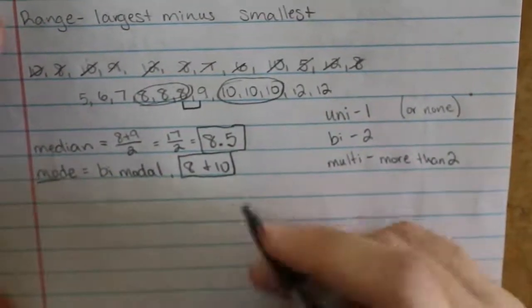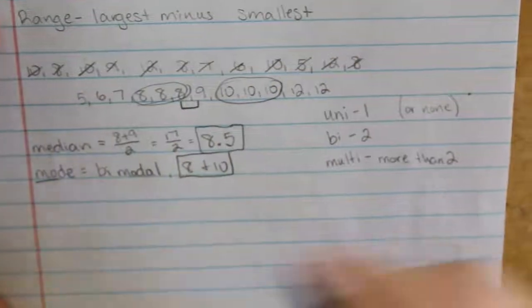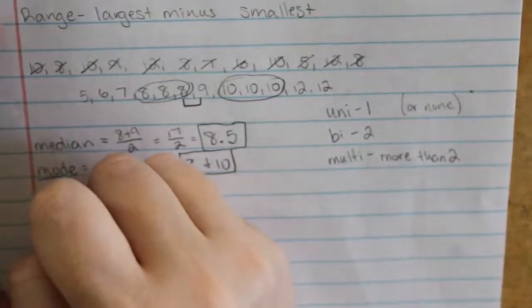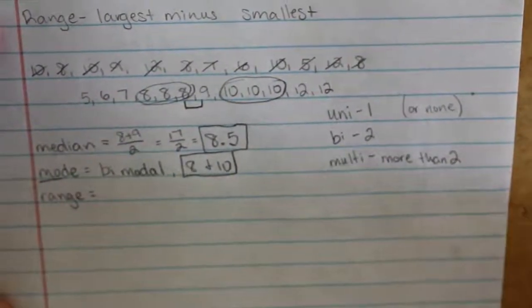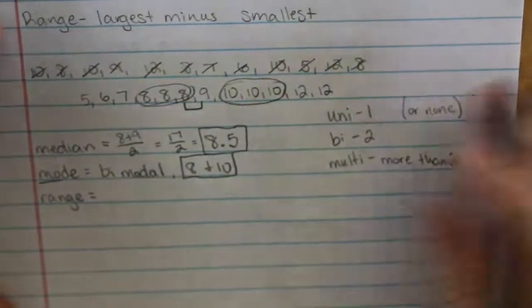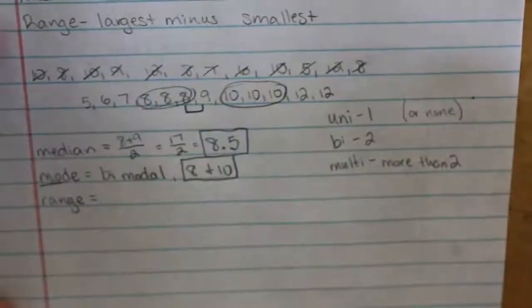Okay, I save mean for last because mean is the one that takes the longest, so I'm going to do range next. Now, if you wanted to do the mean first, by all means, get it over with. I am just weird.